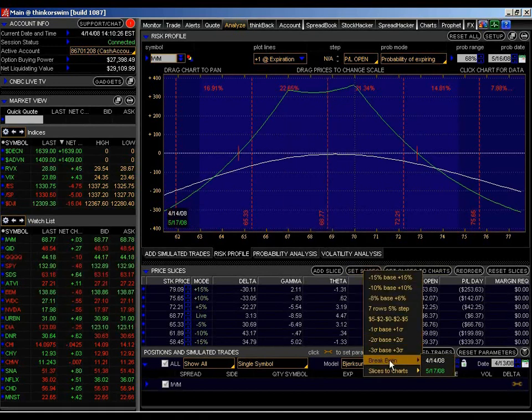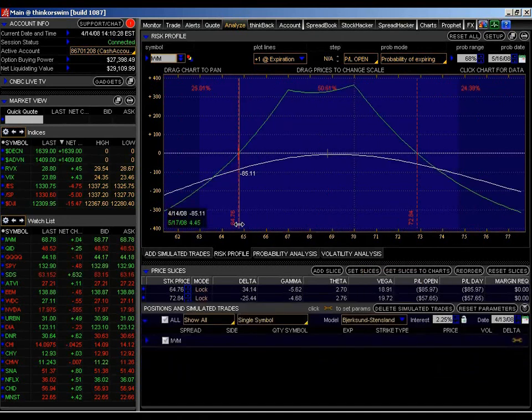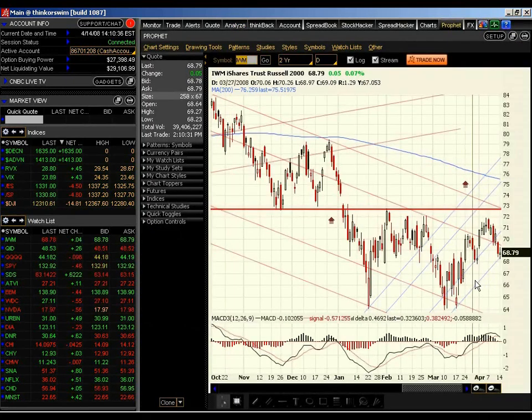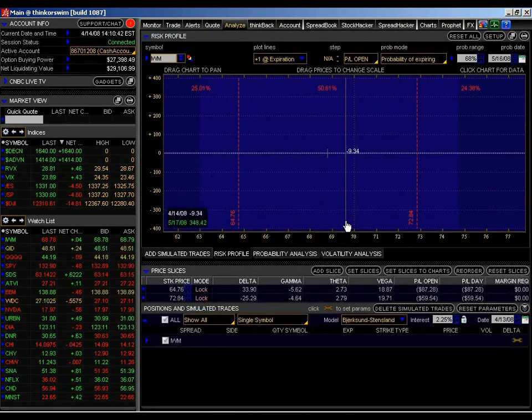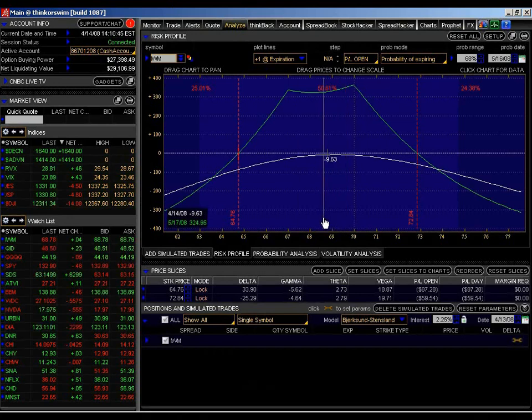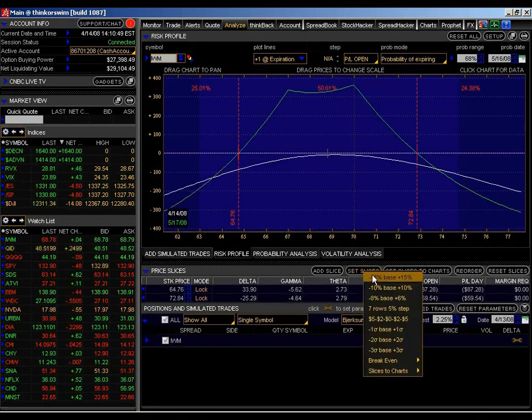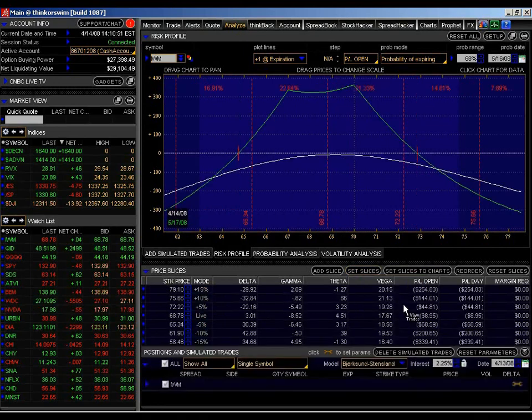Let's set our slices again to break even, and you can see we're still down around 64.5, 65, and 73 on the upside, which is exactly where we set our resistance and support points, because we've been in a trading range here. So all we have to do now, now that we're in the trade, is continue to monitor it on pretty much a daily basis.